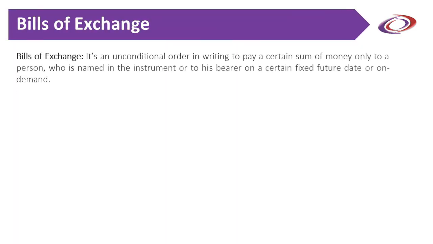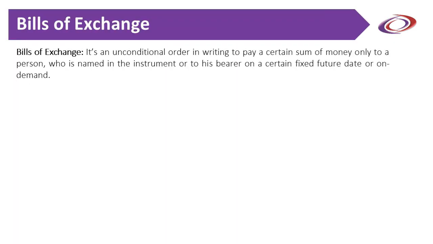First, bills of exchange. Listen to this very carefully. It's an unconditional order in writing to pay a certain sum of money only to a person who is named in the instrument or to his bearer on a certain fixed future date or on demand.